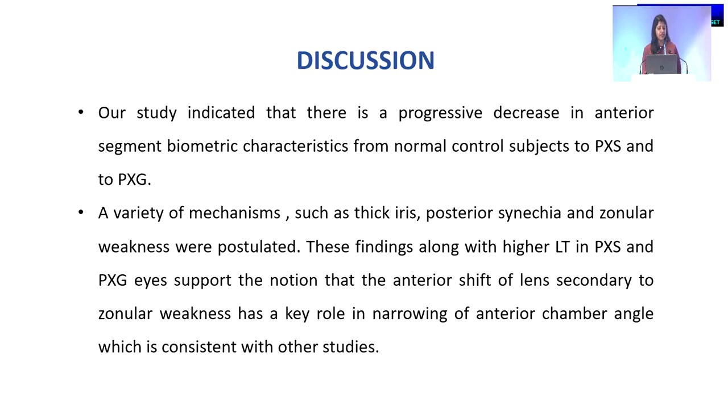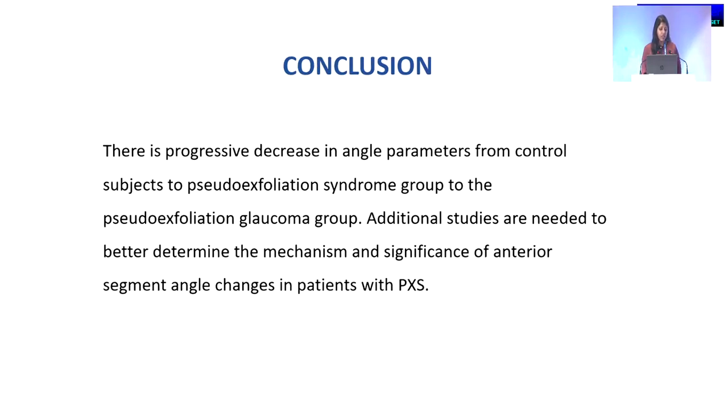Our study indicated that there is a progressive decrease in anterior segment biometric characteristics from normal control subjects to the pseudoexfoliation syndrome and pseudoexfoliation glaucoma groups. A variety of mechanisms can be causative factors for these findings, such as a thick iris, formation of posterior synechiae, and zonular weakness. Zonular weakness can cause anterior shift of the lens iris diaphragm, which can cause the variation in these anterior chamber parameters. So there is a progressive decrease in the angle parameters from control subjects to the pseudoexfoliation syndrome group to the pseudoexfoliation glaucoma group.